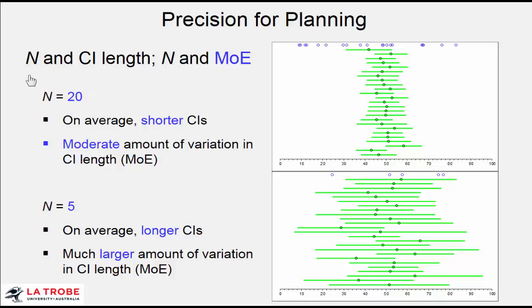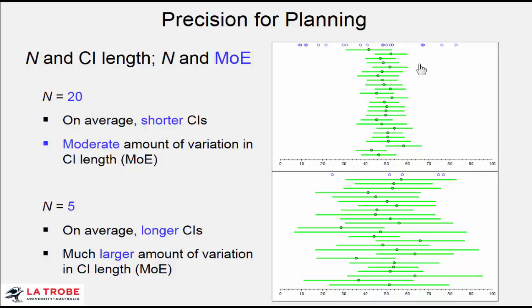Here for a start, N and confidence interval length, if we choose N equal 20, we get reasonably short confidence intervals. N equal 5, a ridiculously small study, and we'll get on average much longer confidence intervals. No surprises there. Now let's look at another aspect of these dances of the confidence intervals.